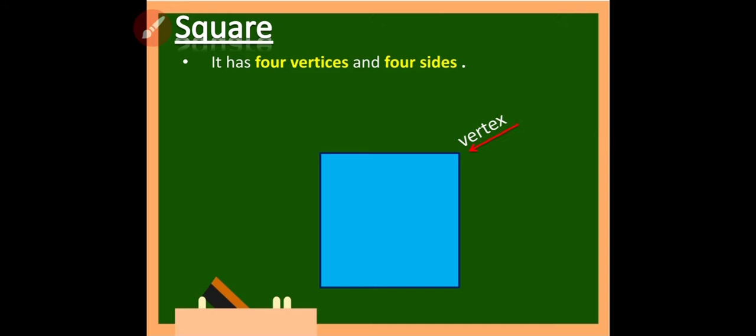Now let us learn about square. So what is a square? A square is also a four-sided figure. It has four vertices, means four corners, and four sides. Now all the sides of a square are equal. Yes, children, in rectangle the opposite sides were equal, but in a square the four sides are equal. All the four sides are equal.